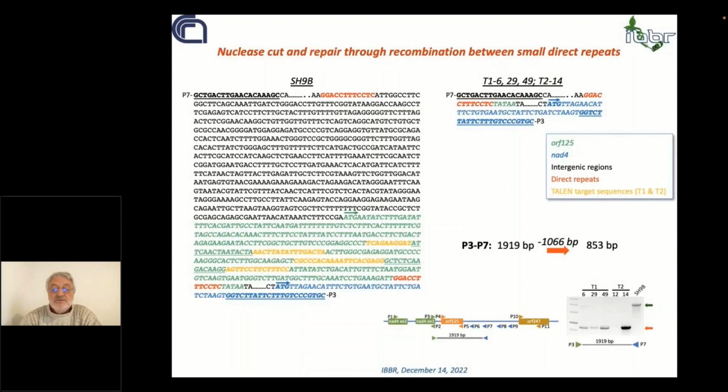Again, we could find 2 direct repeats, different from the previous ones, that are outside of the region but close to the region where the T1 and T2 TALE sequences induce the cut. So again, through the repair of these cuts, there is a deletion, in this case 1,066 base pairs long. It is confirmed that the main mechanism of repair in mitochondrial genomes is homologous recombination of direct repeats. In this case, the direct repeats are 11 and 12 base pairs long, so quite short.